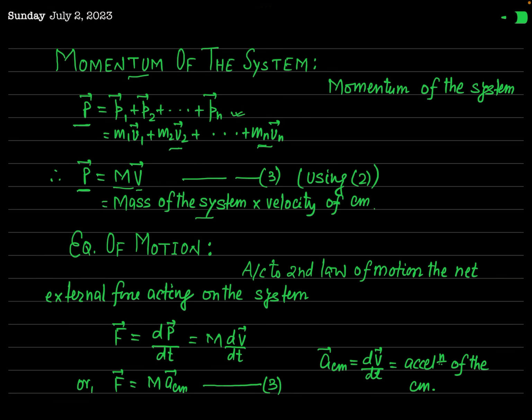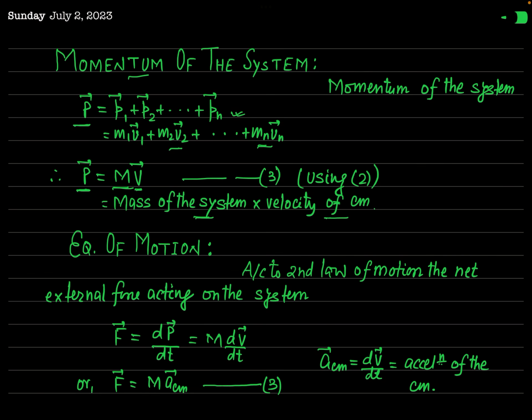So if your aim is to find the momentum of the system, there is no need to know the momentum of individual particles. You can use this concept. You have only to multiply the total mass of the system by the velocity of center of mass. That product will give the momentum of the system. So I have written here that the momentum of the system is equal to the mass of the system into the velocity of center of mass.